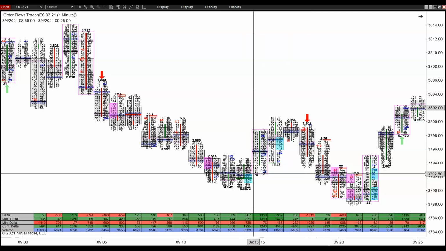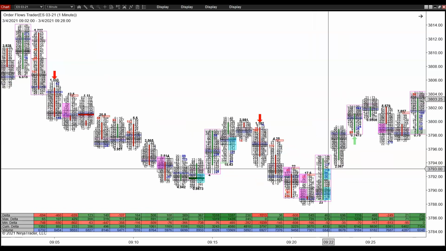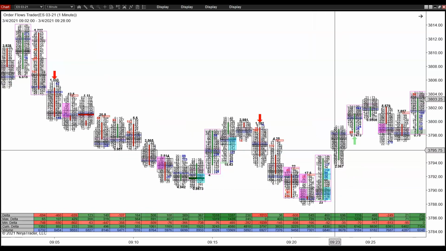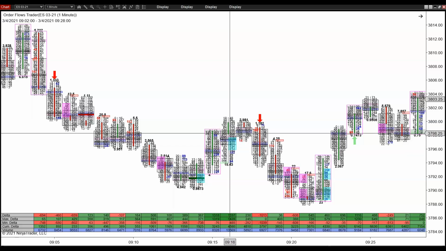Okay, I would buy it in here. Boom, I get stopped out. I'd be looking to buy it again here, right? As we start to move higher, the value gaps here, you've got a value gap higher. I'd be looking to buy it in this bar. Then I get stopped out.